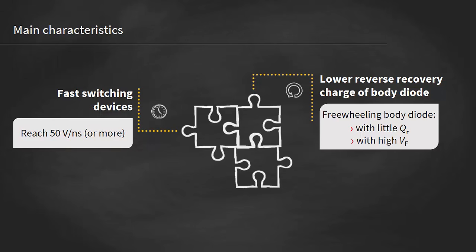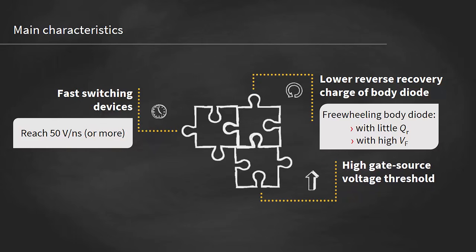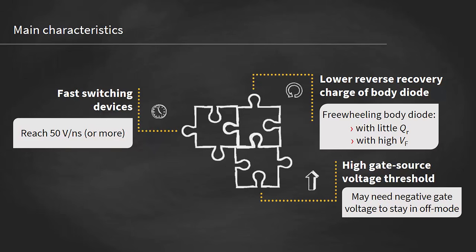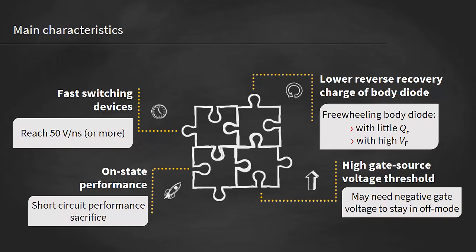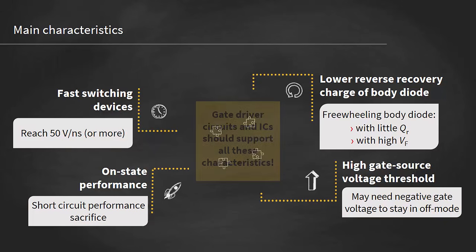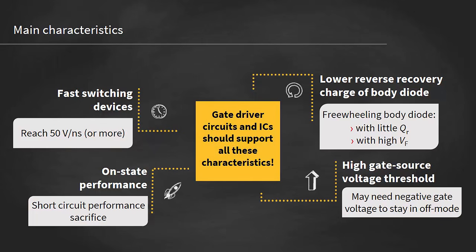Silicon carbide MOSFETs also require a relatively high gate source voltage to achieve good on-state resistance and fast switching. Furthermore, they may also need a negative gate voltage to reliably stay in off mode. Thus, the gate voltage range is wider than for silicon MOSFETs. And did you know that silicon carbide MOSFETs are also characterized by their short circuit capability, which is reduced when compared to IGBTs? Please make sure that your selected gate driver circuits and ICs support all these silicon carbide MOSFET device characteristics.